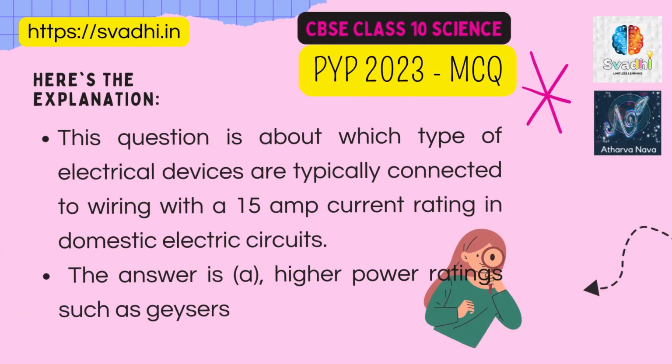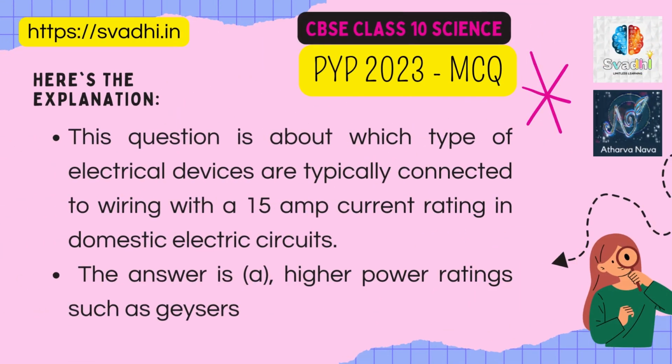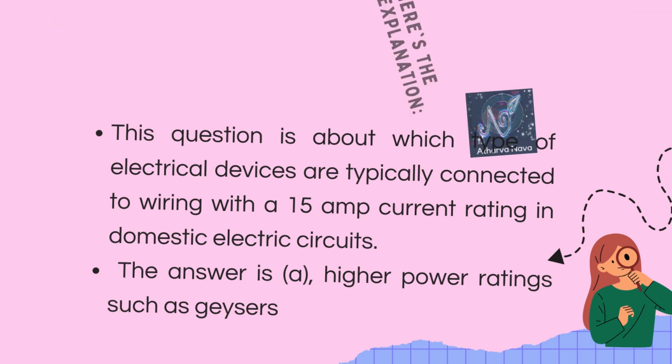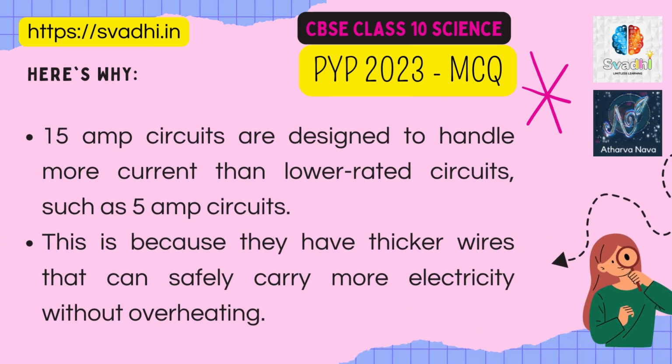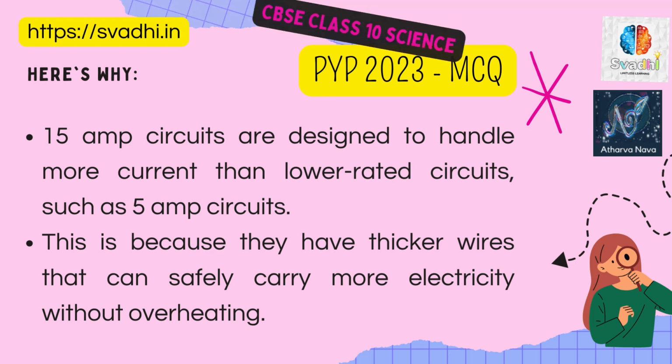This question is about which type of electrical devices are typically connected to wiring with a 15-amp current rating in domestic electric circuits. The answer is A. Higher power ratings such as geysers. Here's why. 15-amp circuits are designed to handle more current than lower-rated circuits, such as 5-amp circuits. This is because they have thicker wires that can safely carry more electricity without overheating.